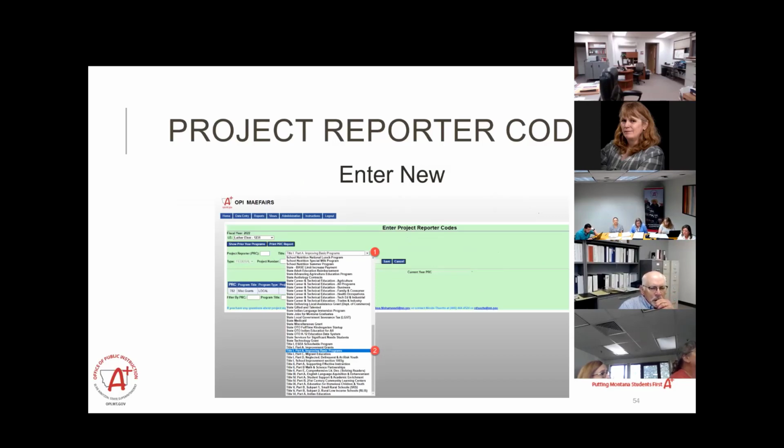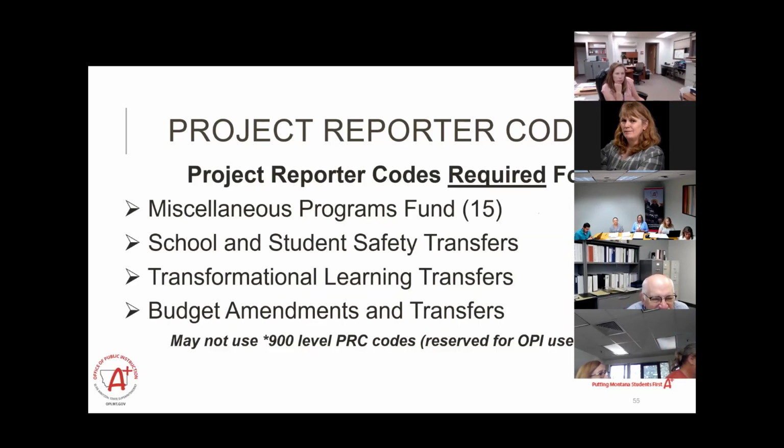We've also entered in titles for your Title 1, Title 2, 3, etc. Anything in there that we have, you can put in the code you want, your PRC code, and then just select the title and save it. Project reporter codes are required for your miscellaneous programs fund. They're also required for school and student safety transfers, transformational learning transfers, and budget amendments and transfers. The only codes you cannot use, because they're reserved for OPI only, are the 900 level PRC codes.